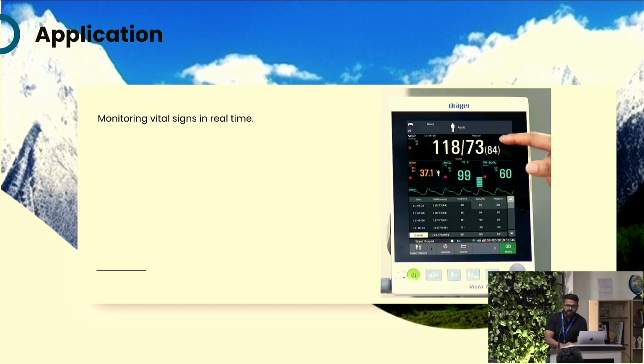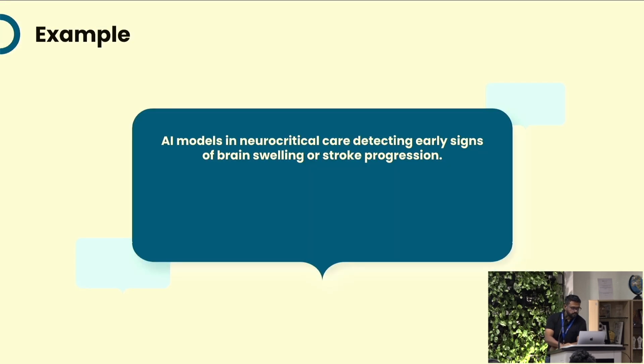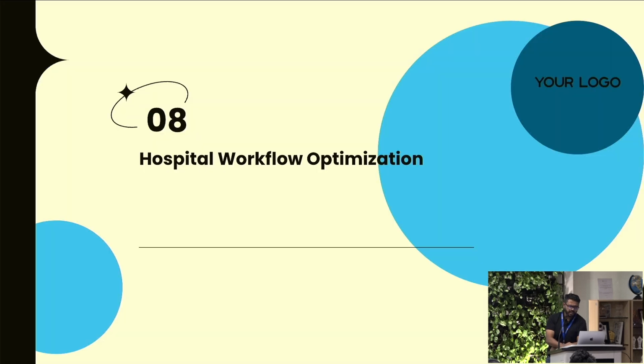Then monitoring vital signs in real time. This is very common, very widely used. Like you have health monitors. If any of your parameters are going down or coming up, that is an alarm, and that has to be acted on. So this is again, stroke is another area, like brain swellings, everything can be done.